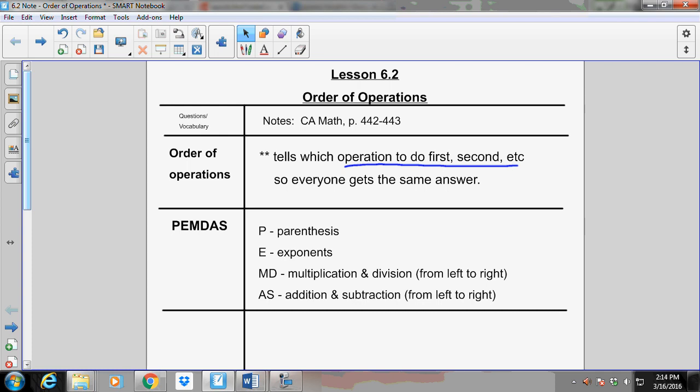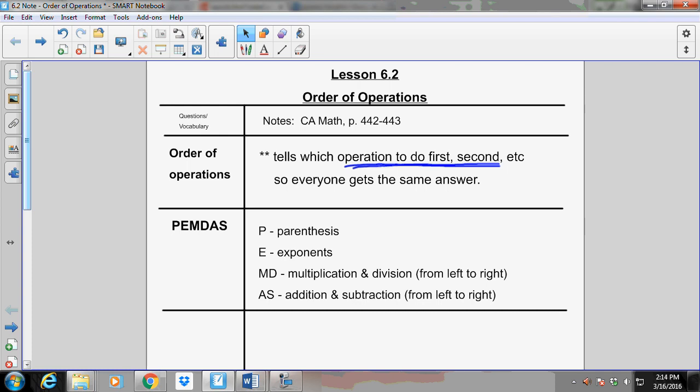So order of operations is just like it sounds. It's the order. What do you do first, second, or third? The operations are adding, subtracting, multiplying, or dividing. So the official definition, which you need to have in your notes, is: order of operations tells which operation to do first, second, etc., so that everyone gets the same answer. If you don't do it in the right order, you won't get the same answer as the person next to you. And this etc. is on here because you can have many steps, anywhere from 1 step to 10, 15, 16.